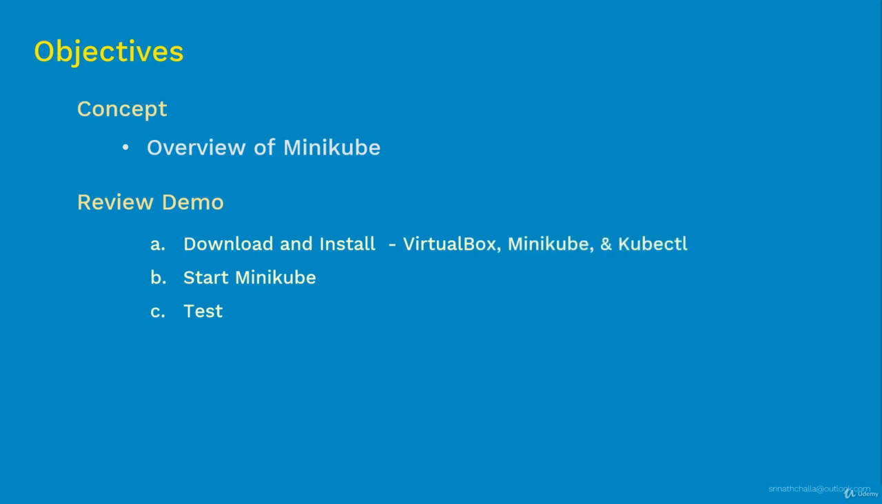First part focuses on discussing what is Minikube and what it does. In the second part, we will focus on reviewing the demo we are about to do in a few minutes. In this, first we will download all three required software apps for this demo. They are VirtualBox, Minikube and kubectl. Then we will start Minikube. And finally, we will do the testing to make sure everything is working as per expectation.